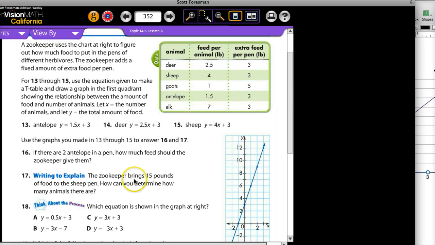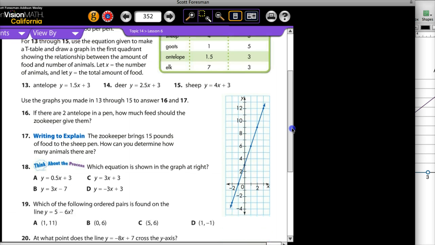So again, the zookeeper brings 15 pounds of food to the sheep pen. How can you determine how many animals there are? Here, if you use this, and when it says animals, it means sheep. It doesn't mean deer, sheep, goats, and elk. It means how many sheep are in that pen. So if y equals 15, solve now for x. Again, now you're isolating this variable. You're trying to get it by itself so you can find out what x equals. Okay, that should be a pretty good clue for number 17.